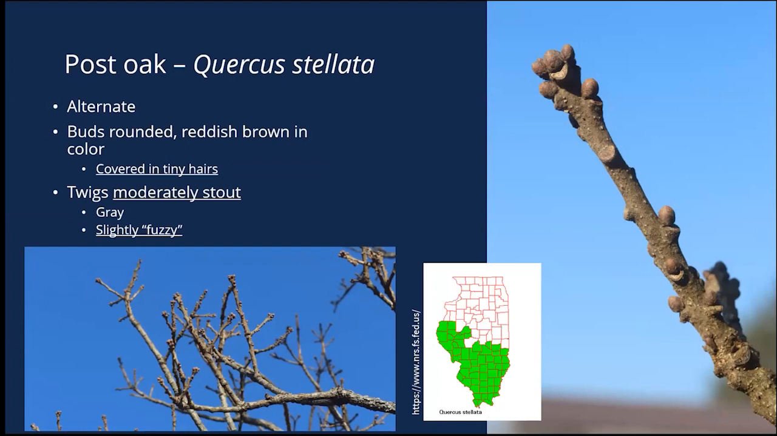The twigs are usually stouter in post oak, and you can see that in the lower left picture. So, thicker twigs, usually gray in color, and they are often slightly fuzzy. If you look at the twigs, you can really see that in the picture on the right. It's not a smooth twig at all. There's going to be some slight fuzz on them. So comparing that to white oak: thicker twig, more rounded buds, and more fuzz on it.